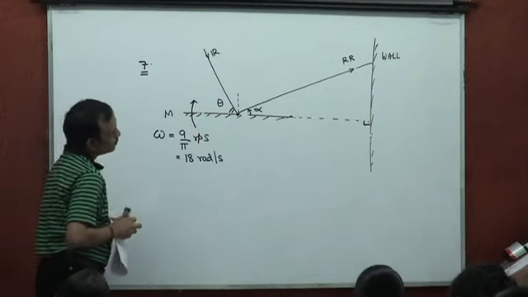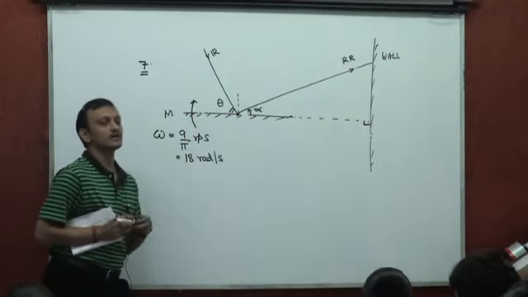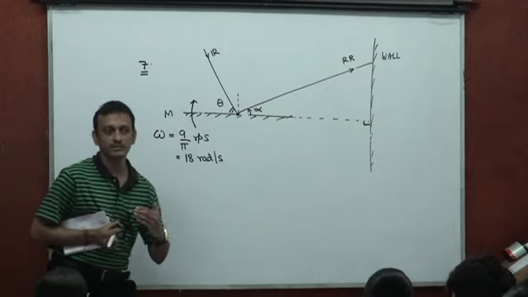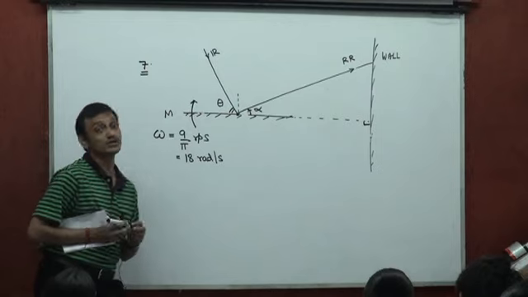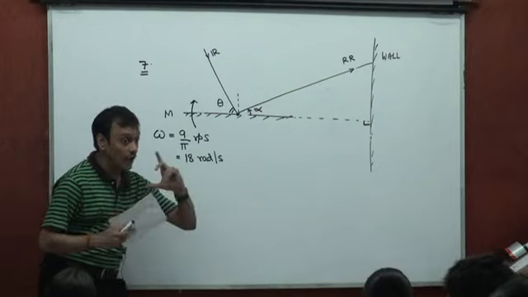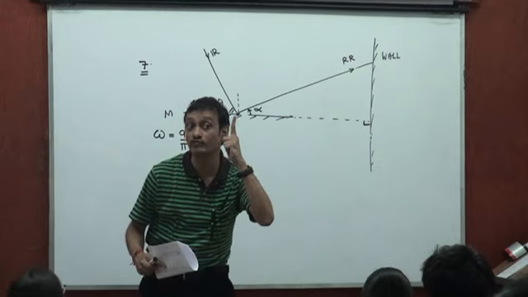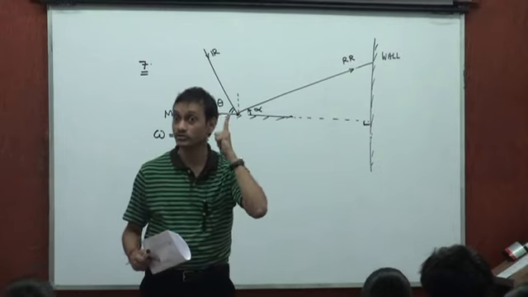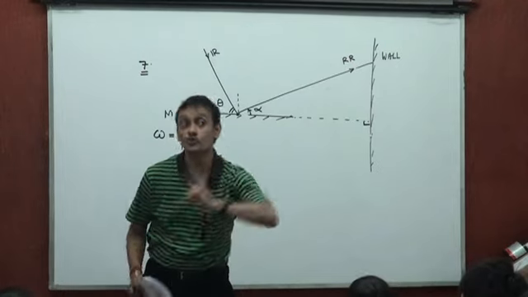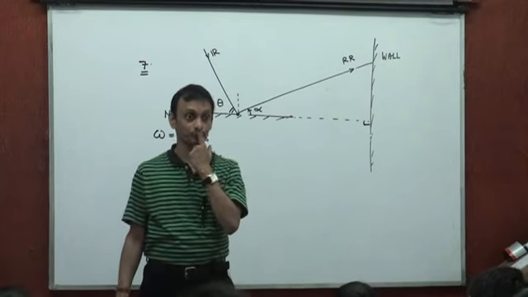Now, realize that if the mirror is rotated by a certain angle, then the reflected ray is rotated by twice the angle. That means the angular speed of the reflected ray would be twice the angular speed of the mirror, right? Yes or no?